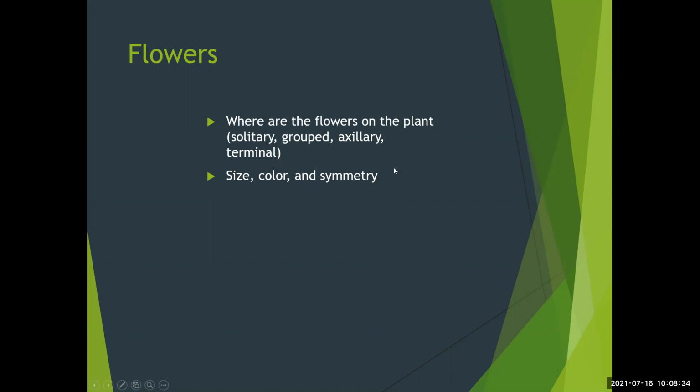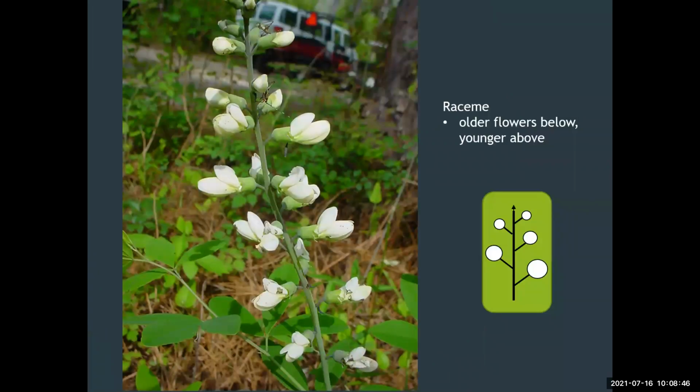So when you're looking at flowers, you want to think about, how are the flowers grouped? Is there a cluster of them? Are they solitary? You want to think about, obviously, their size and color, but also the symmetry of that flower. So when it comes to how flowers are grouped together, if you have a group of flowers rather than solitary, they can be growing in a number of ways.